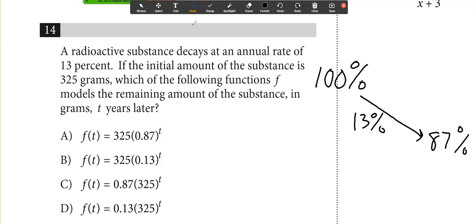Now, I'm hoping that you guys looked at answer choice C and D and thought, well, those are ridiculous. A growth factor of 325 means it's going up by a lot. It's not going down at all. Which answer choice is left that makes sense?